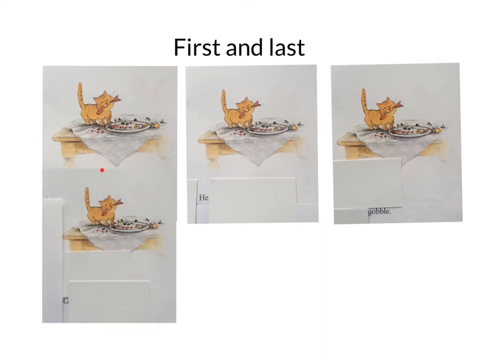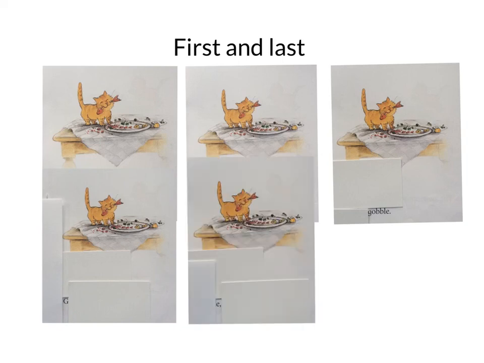Now I've used my cards on this page to cover up the letters in the words so that I can only see the first letter of a word. This is the first letter of a word. And on this page, I've used my cards to cover up all the words and the letters except the last letter of a word. This is the last letter of my word, gobble.